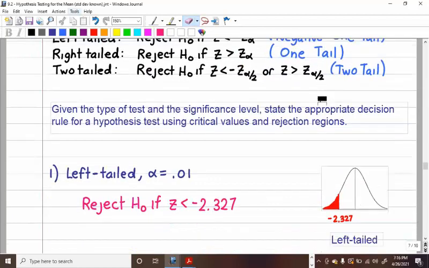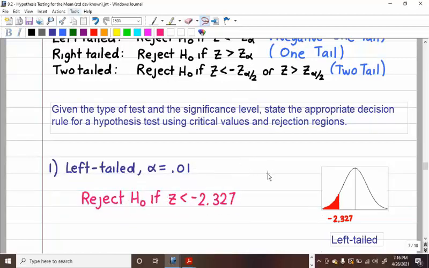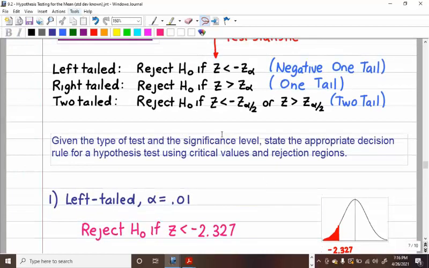All right, so here's one where it's just said left-tailed, alpha 0.01. What kind of statement do we make here? How would we make our decision rule? Well, right off the bat, the first thing we could do is write reject H0 if z is less than, you could even put the negative sign right there, because there's no doubt that's going to be negative because it's left-tailed.